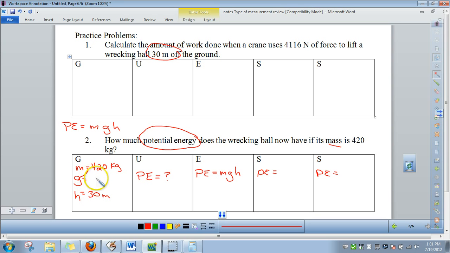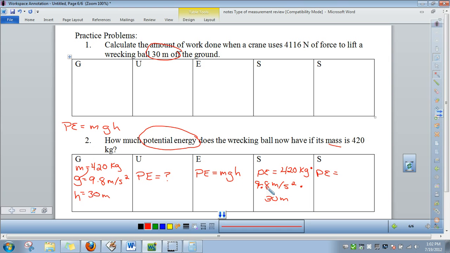And gravity. Remember, that's one of those given pieces of information that's always the same: 9.8 meters per second squared. If the wrecking ball fell, that's the acceleration it would achieve. Now let's go ahead and fill that into the substitute part of our problem. So we have mass is 420 kilograms times 9.8 meters per second squared times 30 meters. Don't forget that's a decimal.